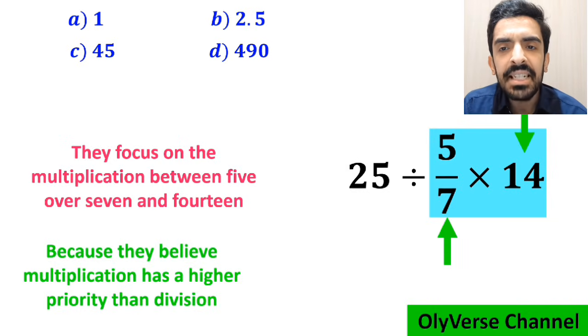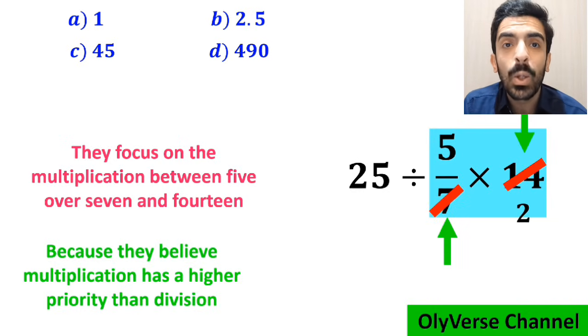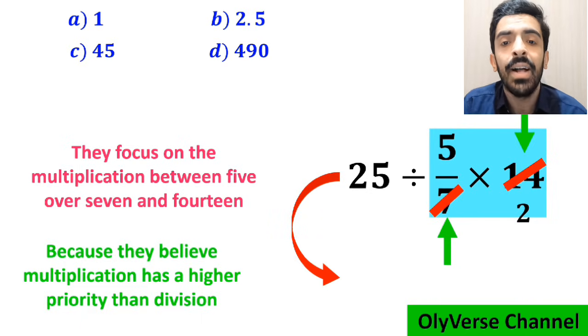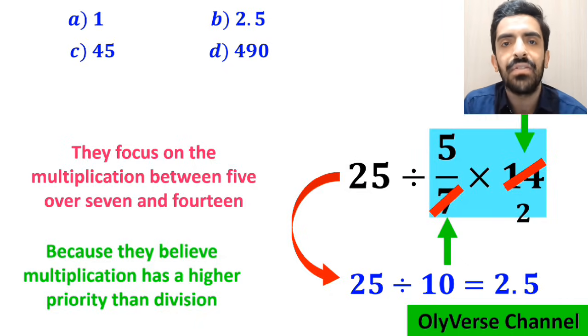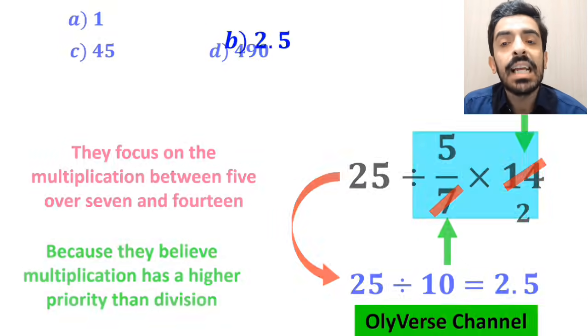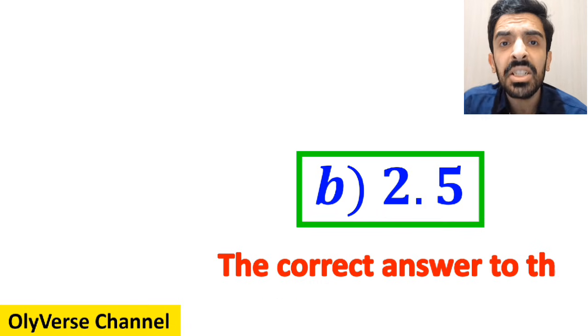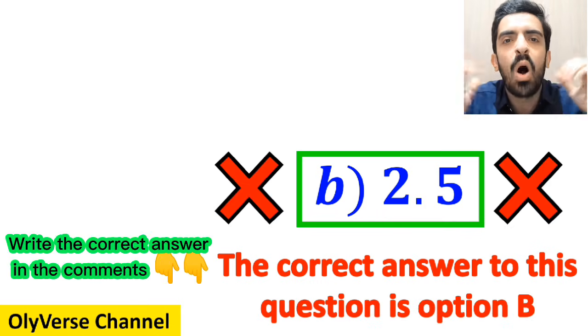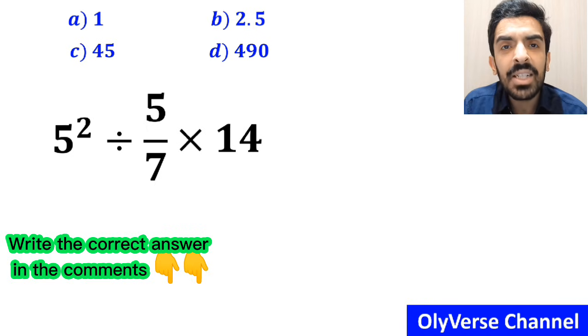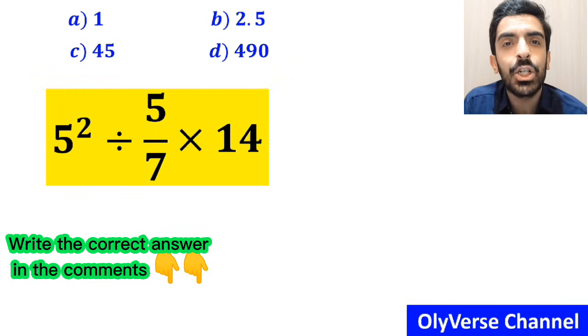Okay, as you can see in the image, they simply cancel out 14 with the 7 in the denominator, and this expression simplifies to 25 divided by 10, which finally gives them the answer 2.5. And immediately, they conclude that the correct answer to this question is option B. However, that's definitely wrong.